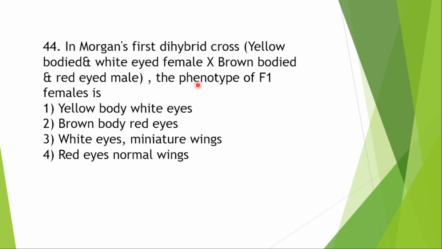Next, in Morgan's first dihybrid cross, yellow-bodied, white-eyed female and brown-bodied, red-eyed male, the phenotype of the female is yellow body, white eyes; brown body, red eyes; white eyes and miniature wings; red eyes and normal wings. Here the right option is option 2.